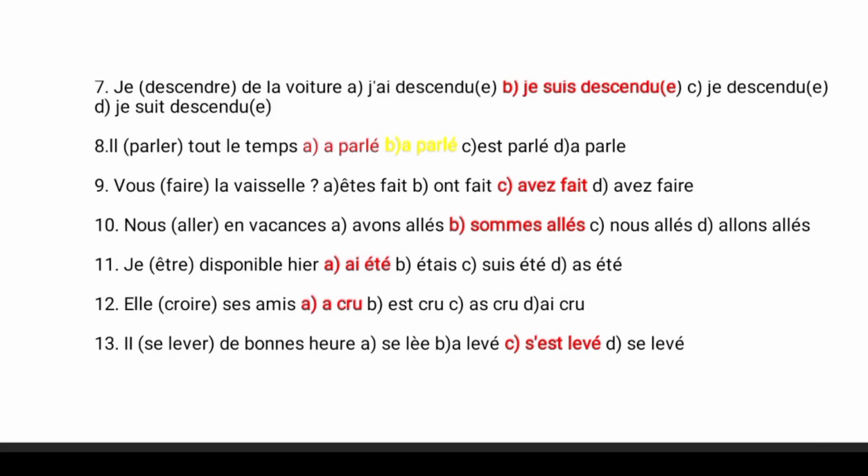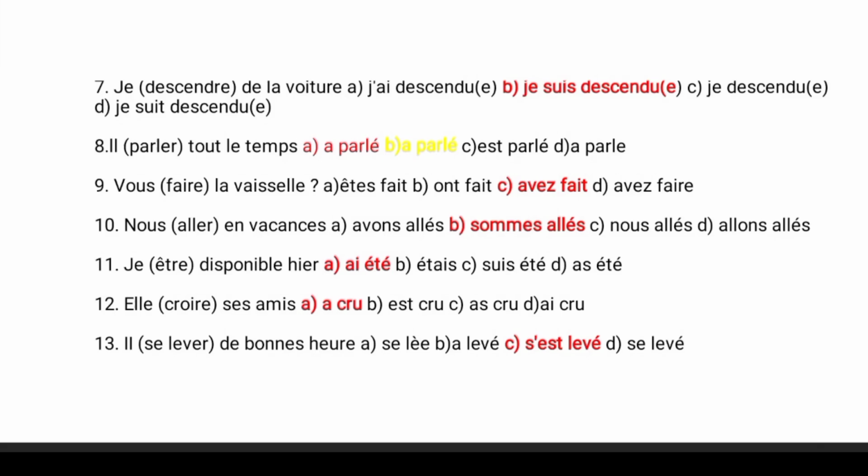We have number 8 here. Il parlait tout le temps. I know parler is not a movement verb, it's an ER verb. I have my participe passé of parler. Vous faire la vaisselle. Faire is the verb to do, it is not a movement verb, so you have faire. Nous aller en vacances. I know that aller is a movement verb in that list, so you're going to have nous sommes allés aux vacances. So nous sommes allés becomes our answer.